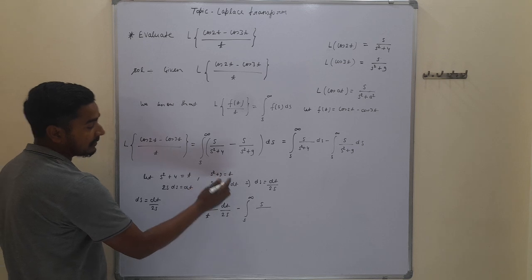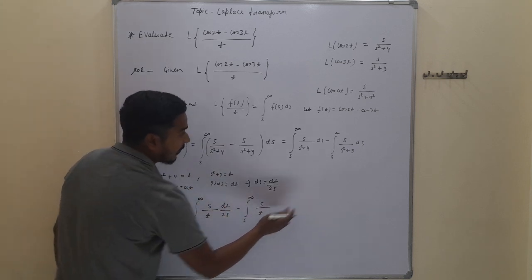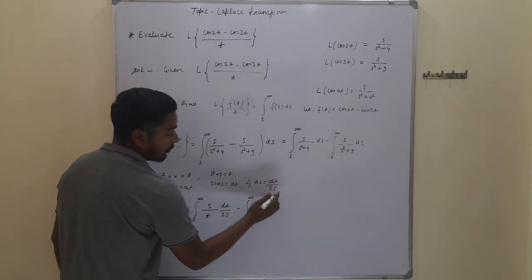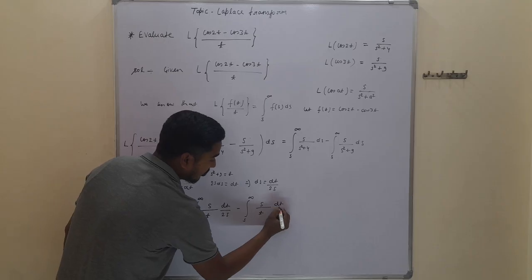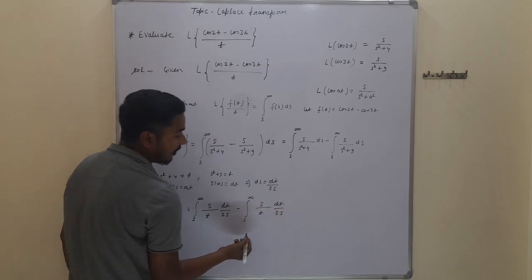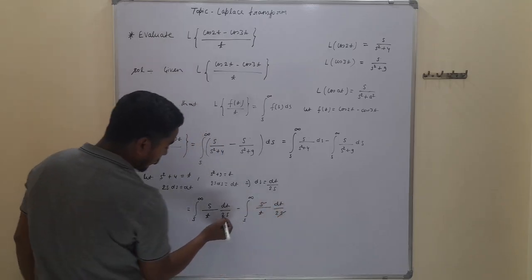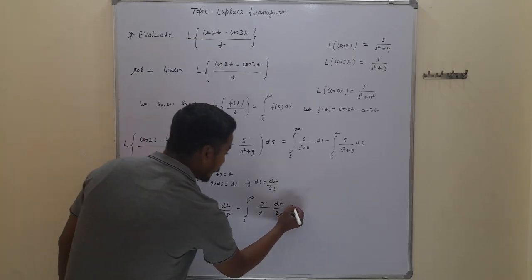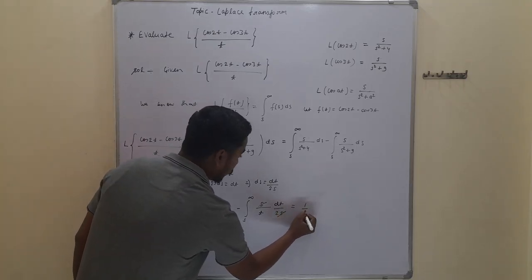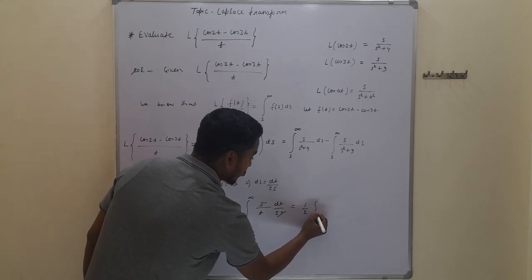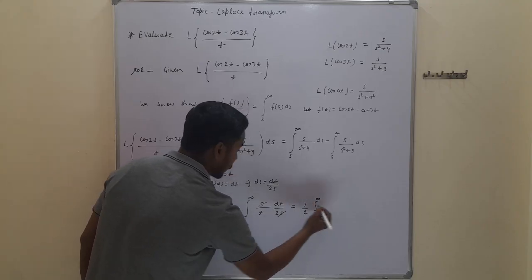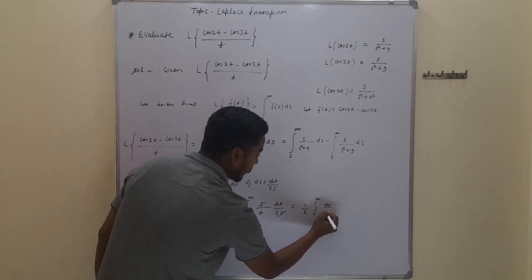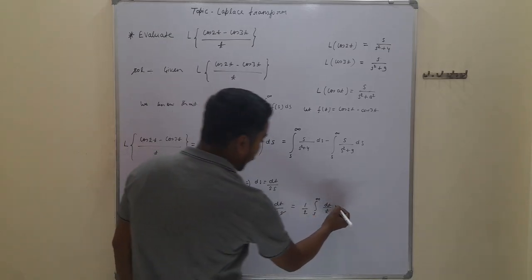We can also take here t. So we have to write 2t, and in place of ds we have to put dt upon 2s, and from here s is cancelled out. Then the remaining is 1 by 2. The integral limit is s to infinity, and this is dt upon t.